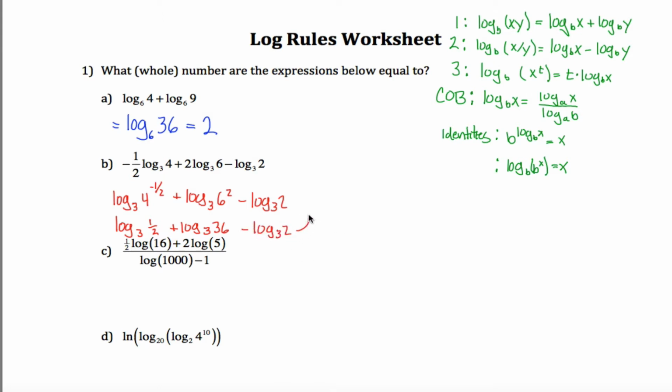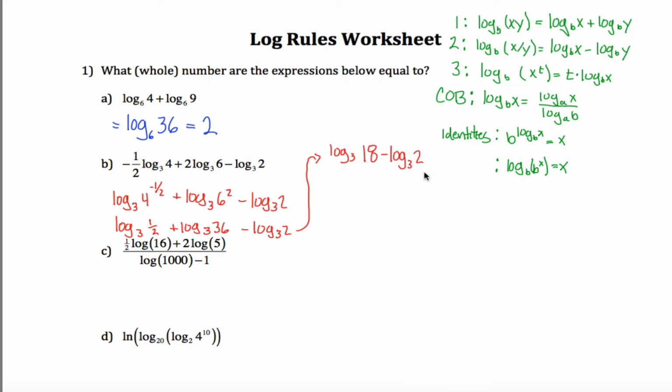And now what I can do, I don't know if you want to do this in one step or two steps. I guess I'll show two because I'm still early on in the worksheet. I'll go a little bit quicker as I get going. I'm going to apply my first log rule on these first two terms, leaving this one alone. So I'm going to say I have the log base 3 of 1/2 times 36, using this first rule in reverse, which is 18. And then from that I want to subtract the log base 3 of 2.